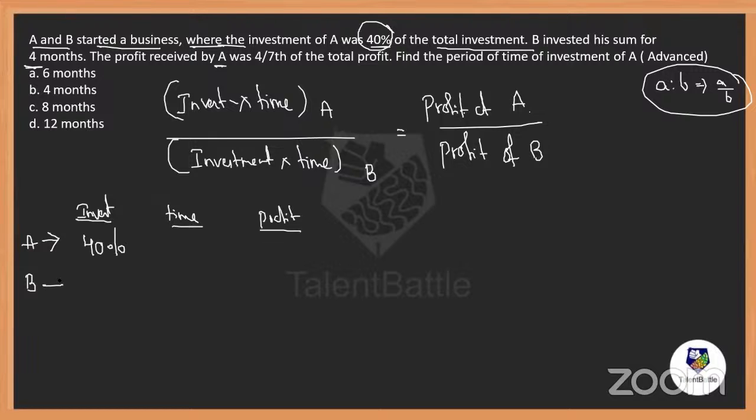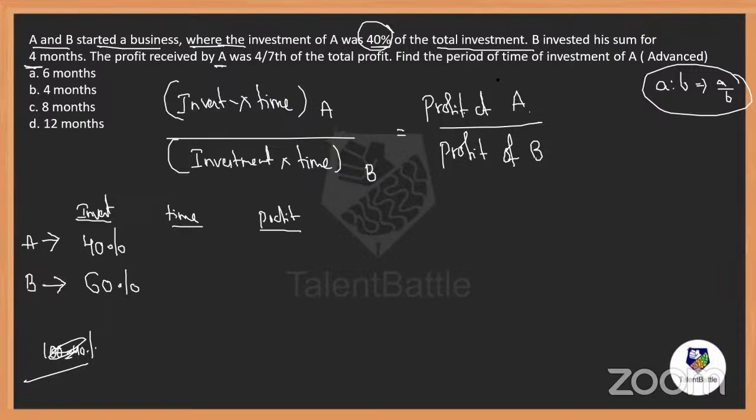If A invested 40%, what will be the investment of B? B would be 60%. Whenever a percent is given, you should always subtract from 100. So A is 40%, 100 minus 40% is 60%, and B will be 60%. This is done for the investment.